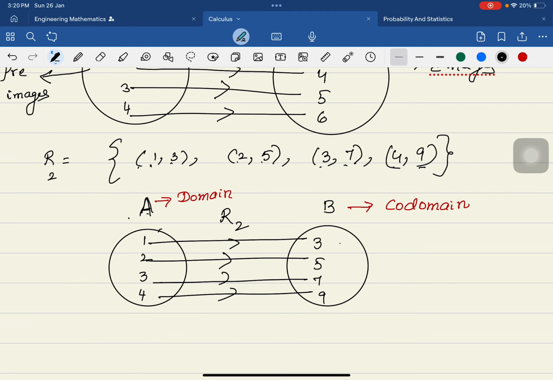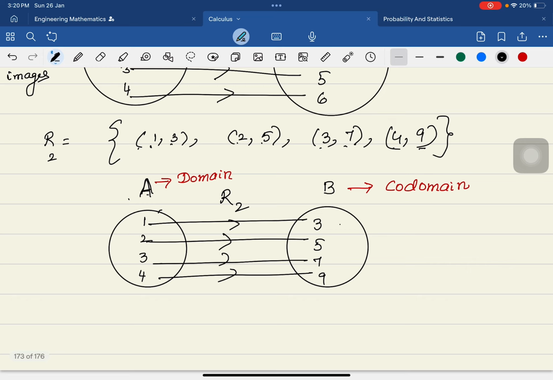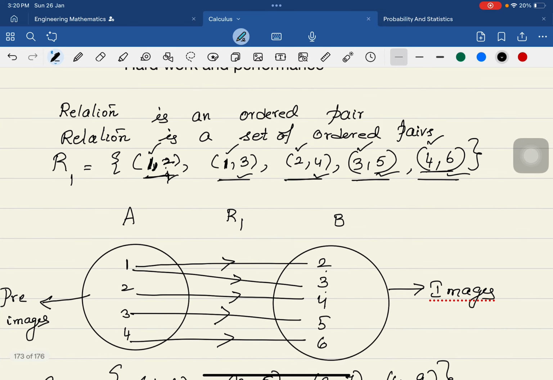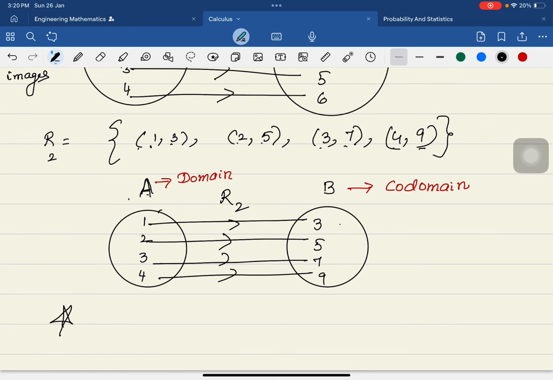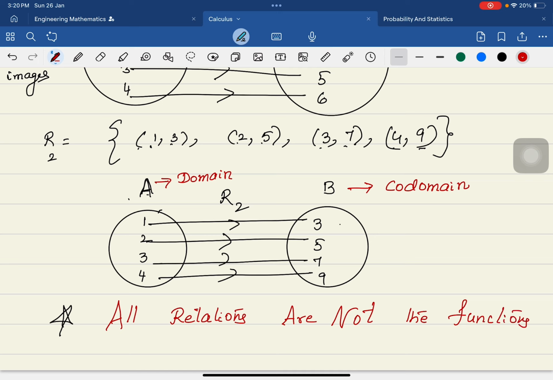Now when I write this as the relation, I will go to the definition of a function. Whatever relations you are taking, all the relations will not be functions. Remember that. One important note here: all relations are not functions. So this is the first important observation.